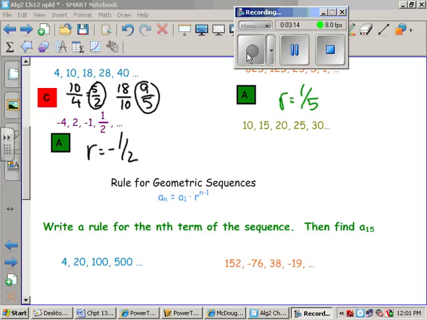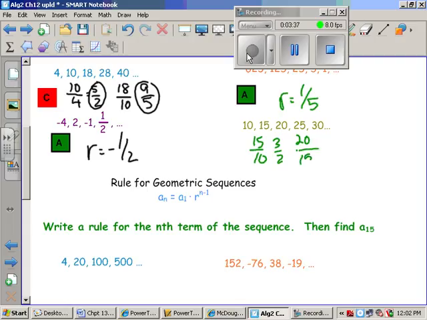Well, what's the ratio of the first two? 3 over 2. What's the ratio of the second two? It's 15 over 10, which is 3 over 2, and then 20 over 15, which, if I divide by 5, becomes 4 over 3. And those are different, so it's not a geometric sequence. Pretty easy to tell?